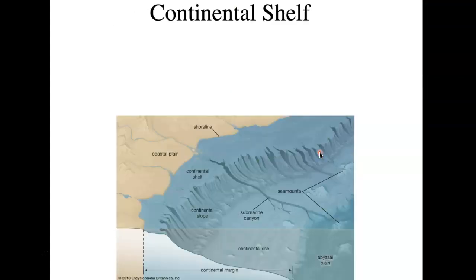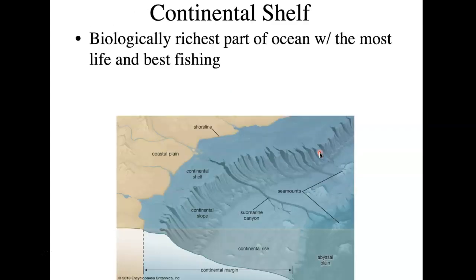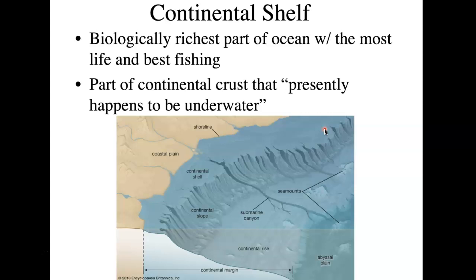So the continental shelf is really important because this is obviously the most biologically rich portion of our ocean. This is the part that's teeming with life. This is where we're going to do our fishing. This is where we're going to find our coral reefs. This is where we're going to find our kelp forests, our seagrass beds. So the continental shelf is where we're going to see the majority of our life. It's really biologically rich. And again, as we talked about, it's just part of the continental crust that happens to be underwater.